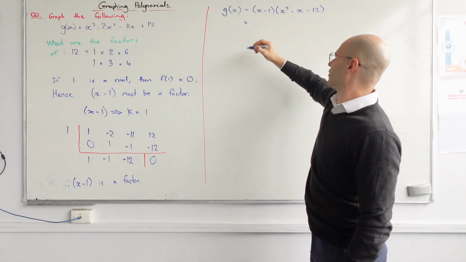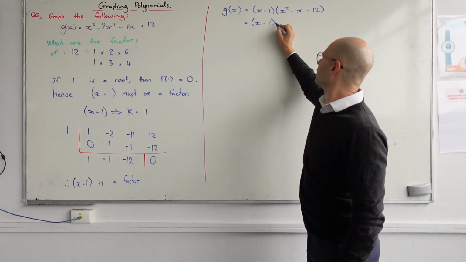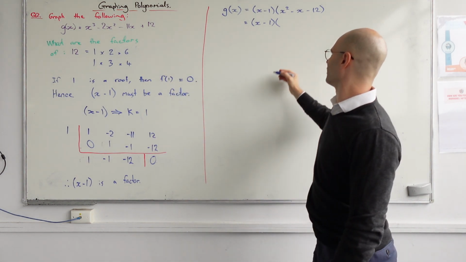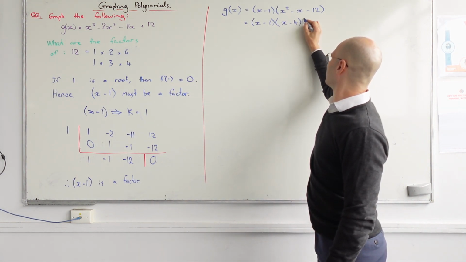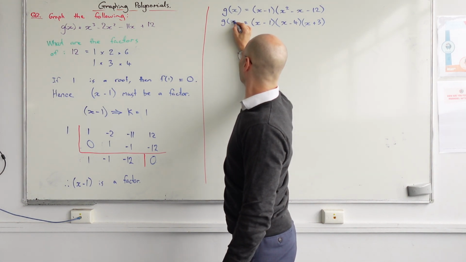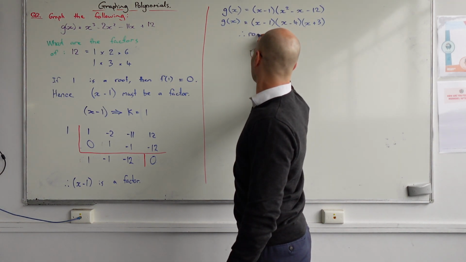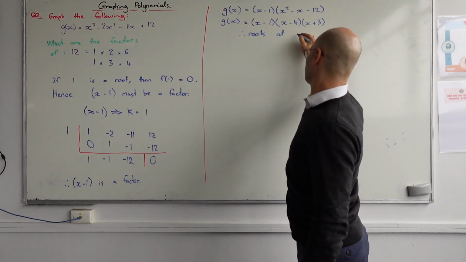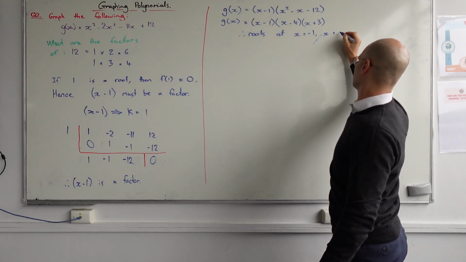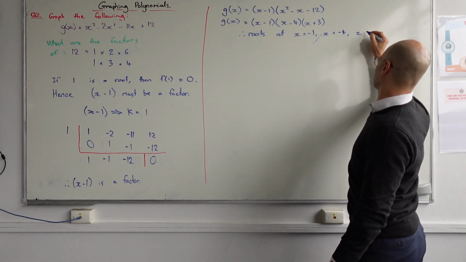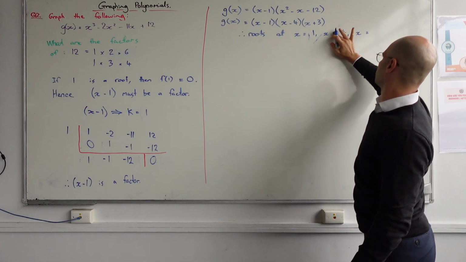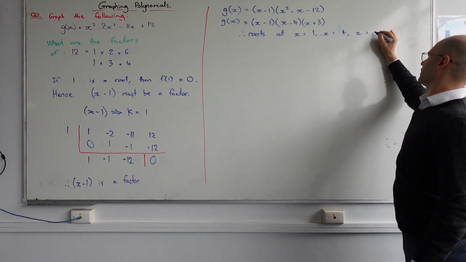Okay, from here, can we factorize quadratics? We sure can. What would the factors be here, knowing that we thought about these? -4 and 3. Happy as Larry? Larry is very happy. Hence, the roots at x equals 1, x equals +4, and x equals -3.